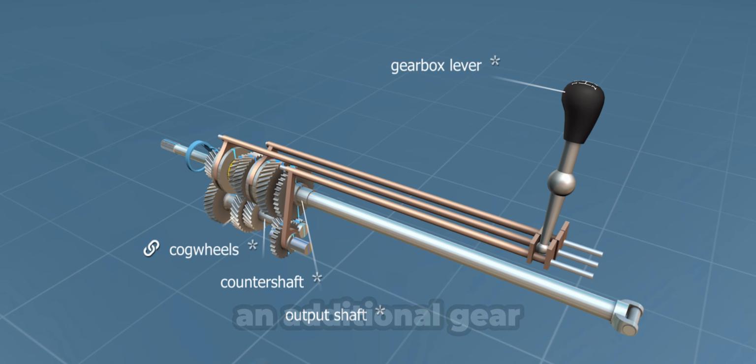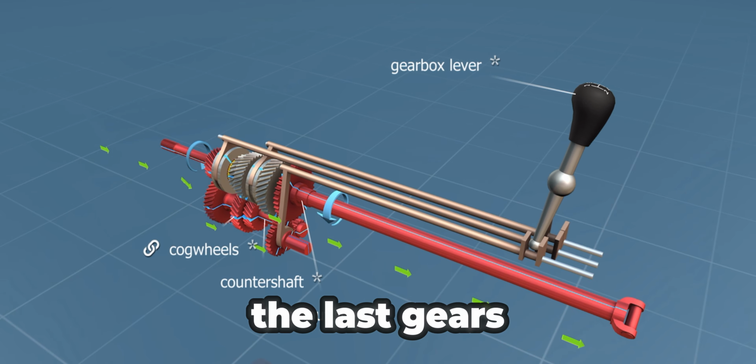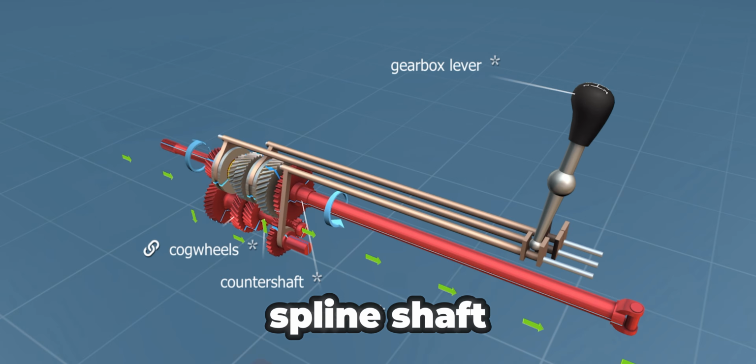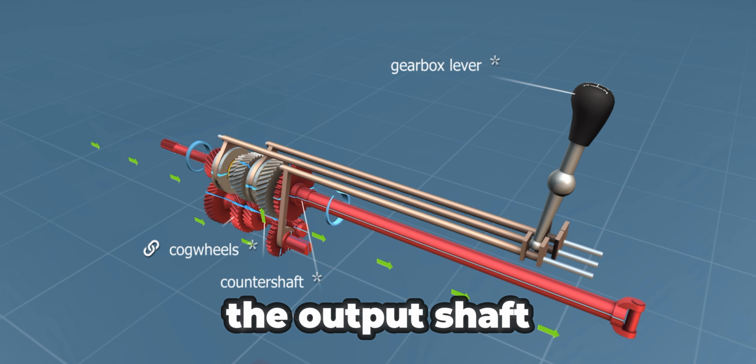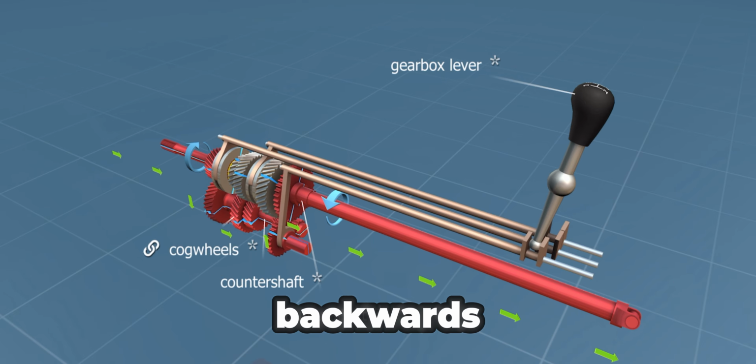In reverse gear, an additional gear is applied between the last gears on the lay shaft and the spline shaft. It changes the rotational direction of the output shaft, moving the vehicle backwards.